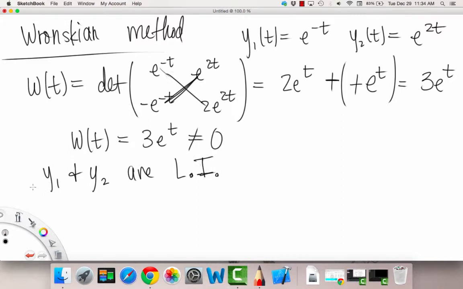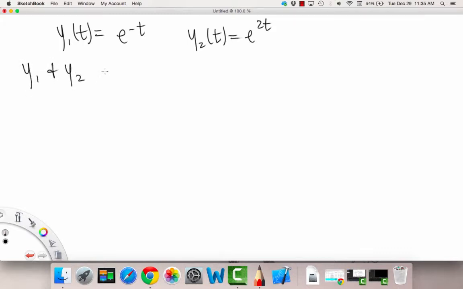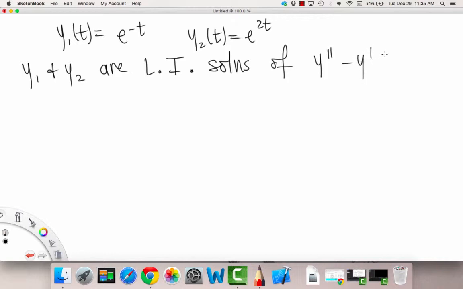Now, building off of that, since they are linearly independent and they happen to be both solutions to our original ODE, let me continue this on the next slide where we have more room. So we have y sub 1 of t is equal to e to the negative t, and y sub 2 of t is equal to e to the positive 2t. Since y sub 1 and y sub 2 are linearly independent solutions of the ODE, which is y double prime minus y prime minus 2y equal to 0, that was just the given ODE, which we didn't really have to deal with in this problem.